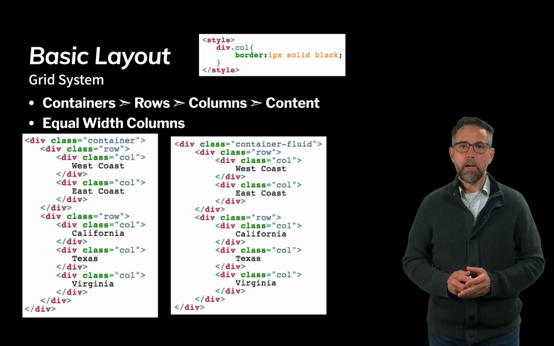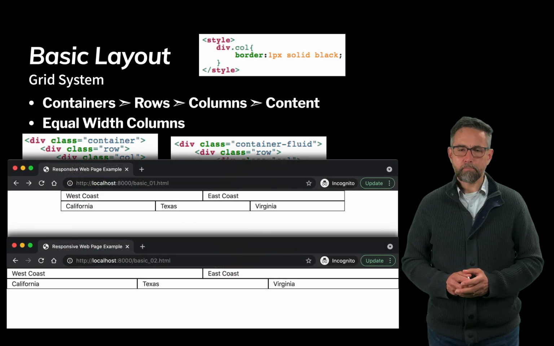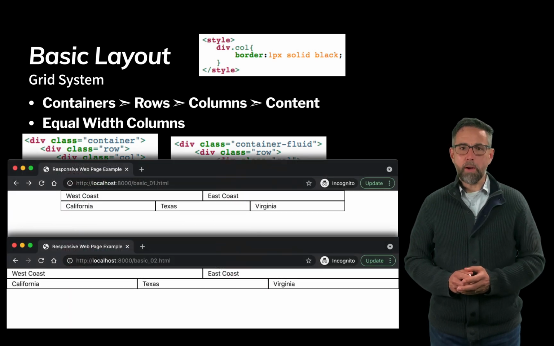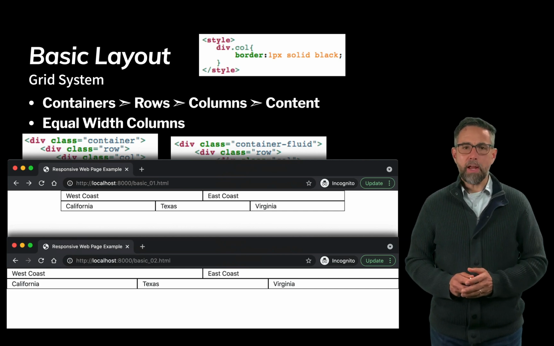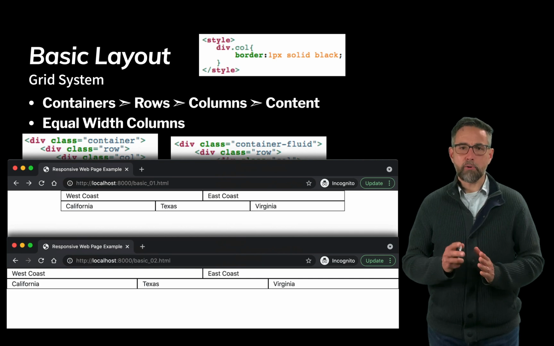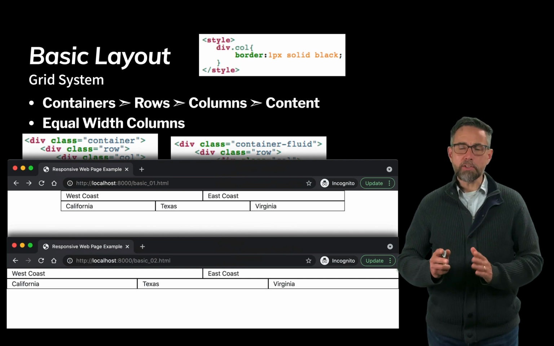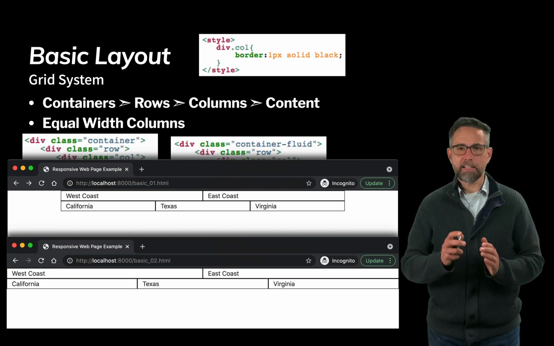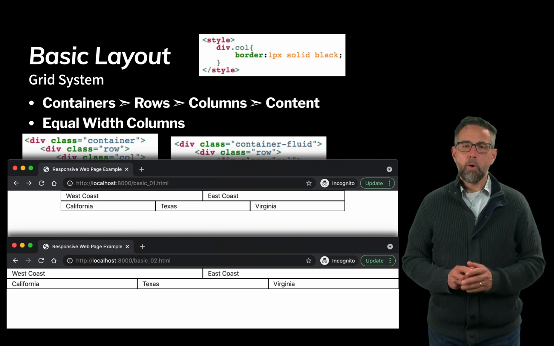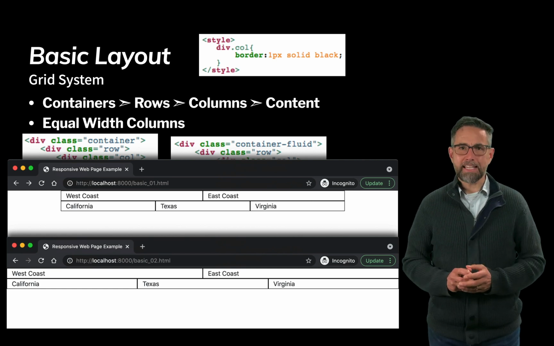All right, let's take a look at what this looks like. If we just render it at one particular size, the same size, you can see that the fixed width column, the one on the top, is rendering West Coast, East Coast, California, Texas, and Virginia. They're equal-sized columns. The first row has 2 equal-sized columns, and the second row has 3 equal-sized columns. What's different between the top and the bottom is the container type.